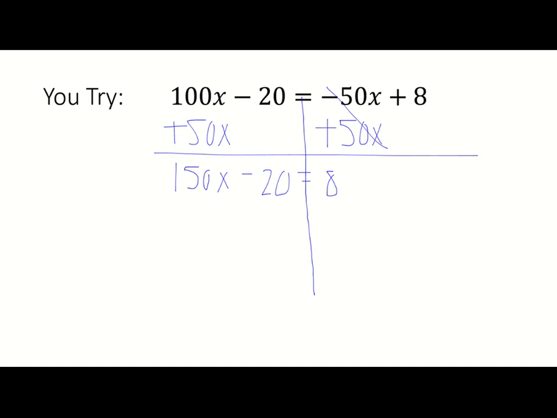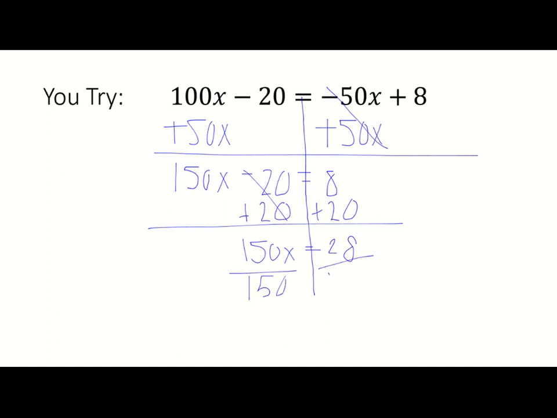From here, to get the x term by itself, I'm going to add 20 on both sides. So I'm going to have 150x equals 20 plus 8 is 28. And then divide by 150. Now clearly 150 is not going to go into 28 because it is just too big of a number. So I'm going to leave my answer as a fraction, but I want to make sure I simplify that fraction. 28 and 150, both of those numbers are even, so I know I can divide them both by 2.